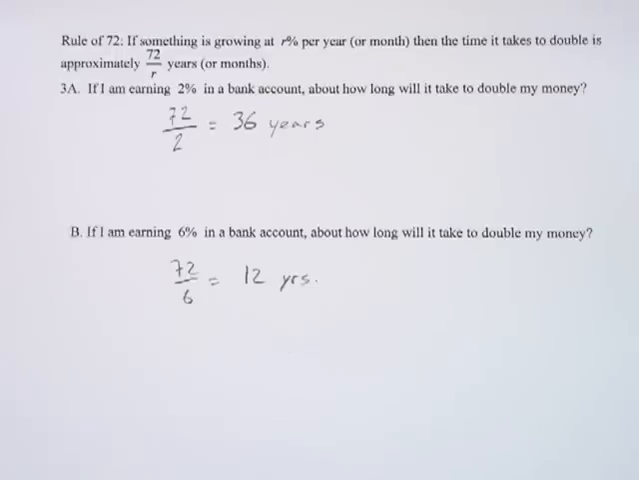What if we were talking about 5%? Oftentimes what people will use is 70, but we could still stay with 72. It'll just say it's about 14.4 years if we were doing that one. And that's it.